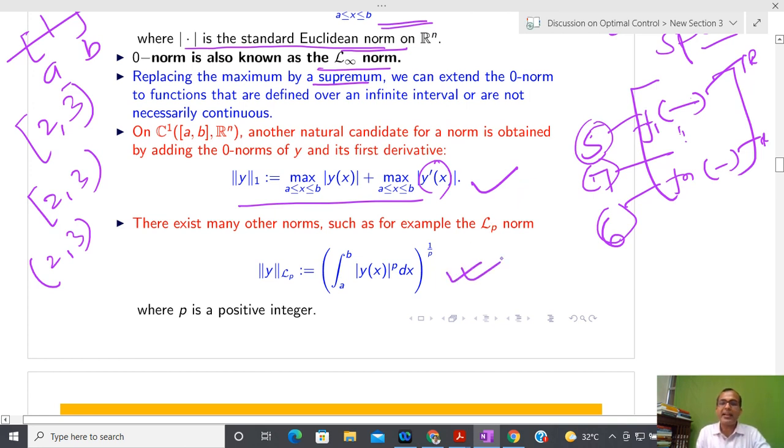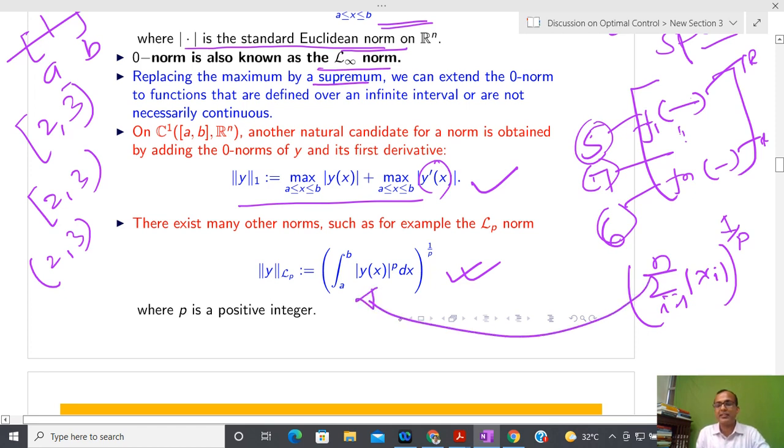And more generally, same as in finite dimensional space, where we define the norm with the help of a summation, in infinite dimensional space that summation is modified to a continuous integration. Here i equals 1 to n, there it is over the interval a to b. Here, again the absolute value to the power p, and everything remains the same. In this way we define the LP norm whenever we have a function space.